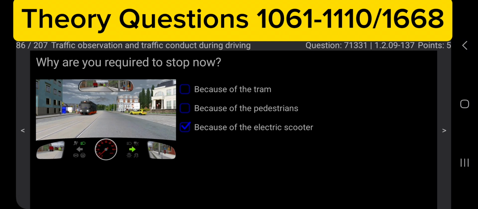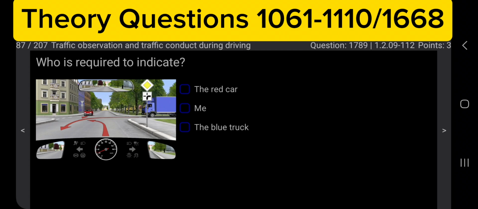Because of the pedestrians. Because of the electric scooter. Who is required to indicate? The red car. Me. The blue truck.